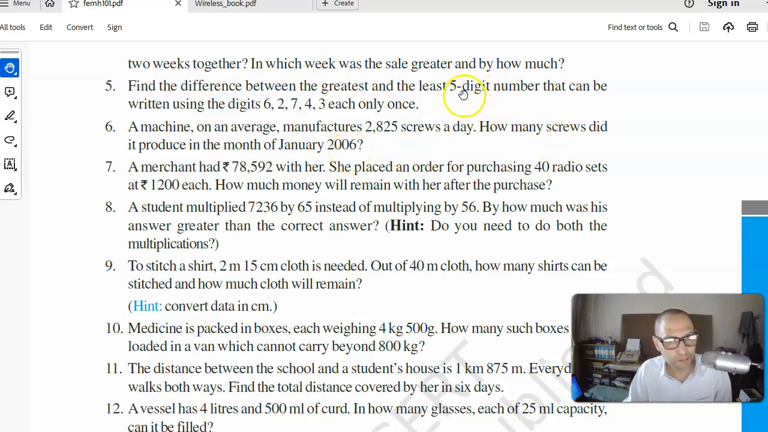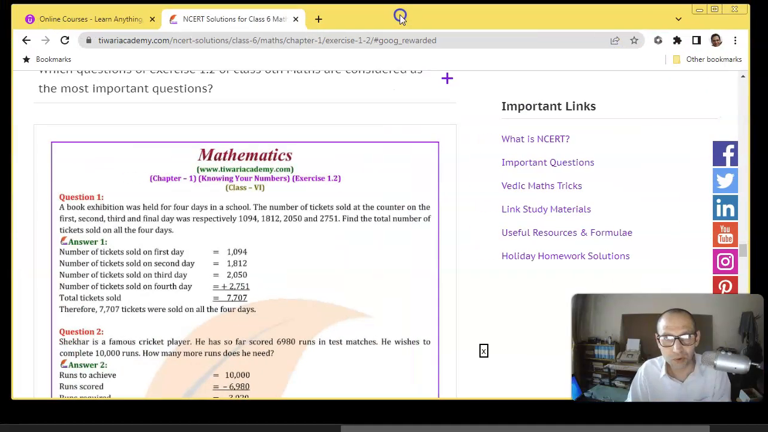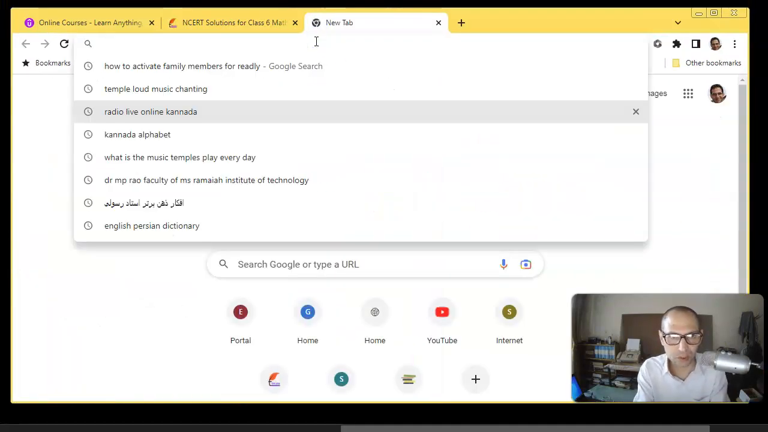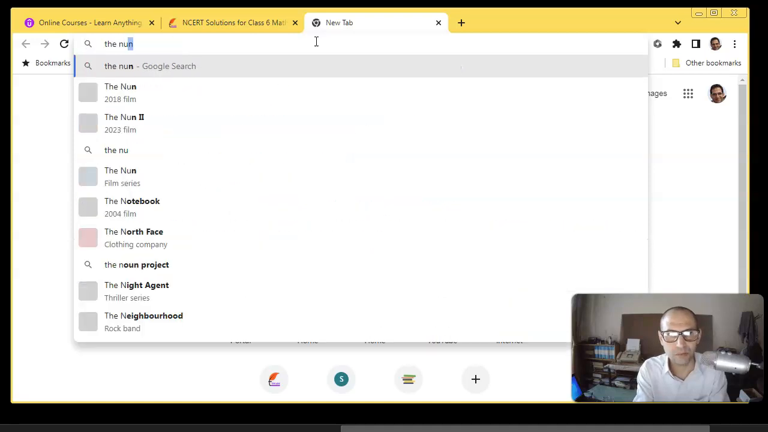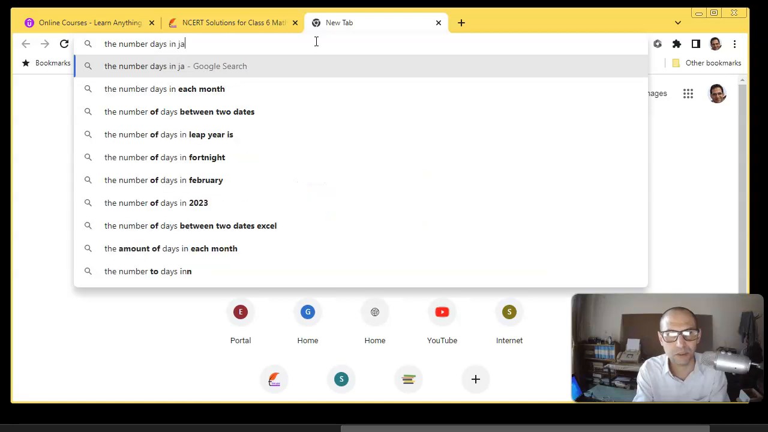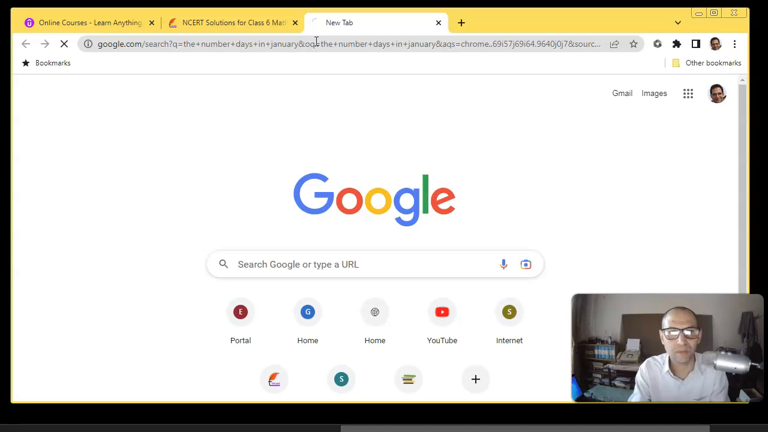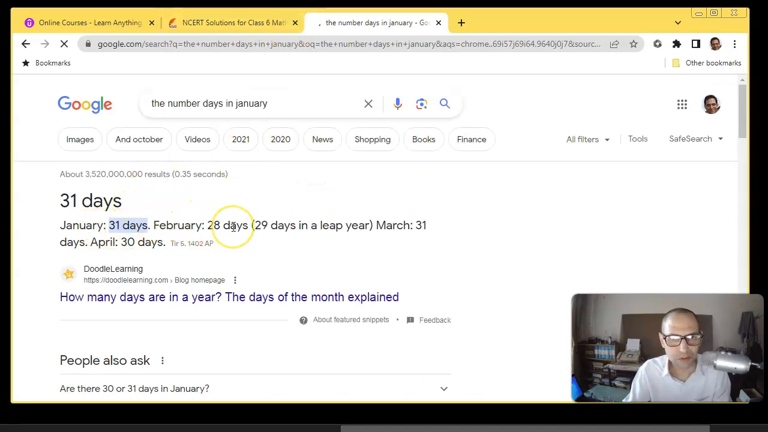Now, to solve this problem, you need to know the different months of the year and that they have a certain number of days, meaning that some months have 28 days, 30 days, 31 days, and so on and so forth, right? To make sure that we are not doing anything wrong, you can ask Google the number of days in January. January has 31 days, February 28 days, 29 days in a leap year, March 31 days, and so on. So January generally has 31 days, right?